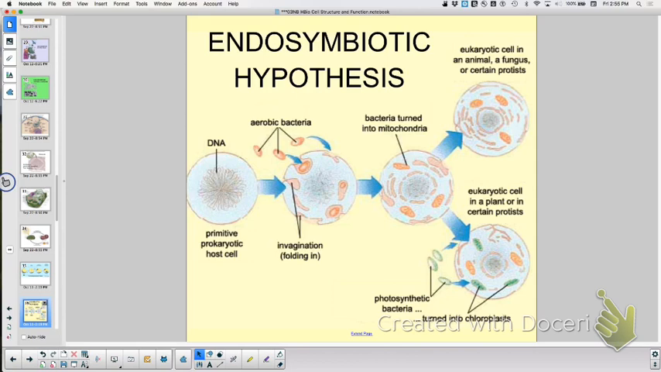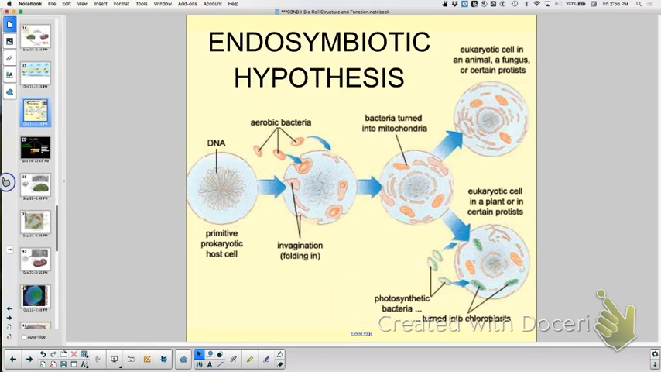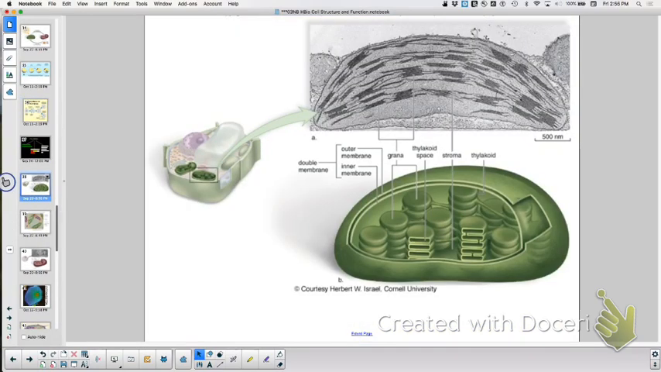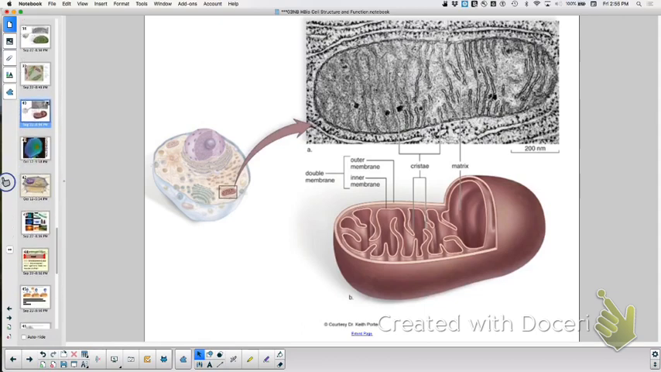How could you get ER, or how could you get a nucleus? By folding membranes. Yeah, membranes folding in. Exactly. Okay. Then we talked about that chloroplasts are the site of photosynthesis. We talked about mitochondria are the site of cellular respiration.